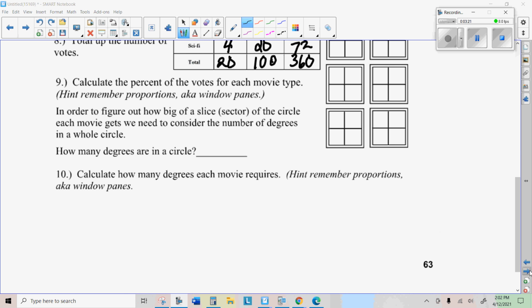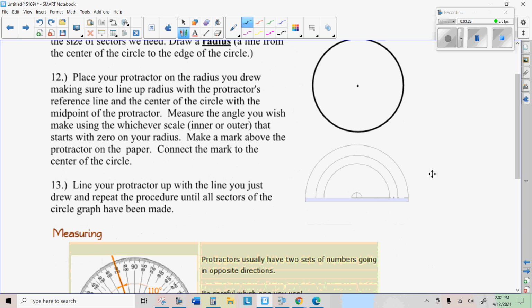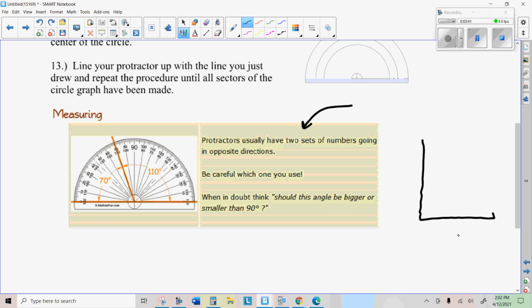Now to make the graph, we have to actually have a way to measure that number of degrees. The way we're going to do that is to use a protractor. You can check this out to figure out how to use a protractor properly. But remember, a good rule of thumb is that an angle that looks like an L, straight up and down and straight over, is a 90-degree angle.